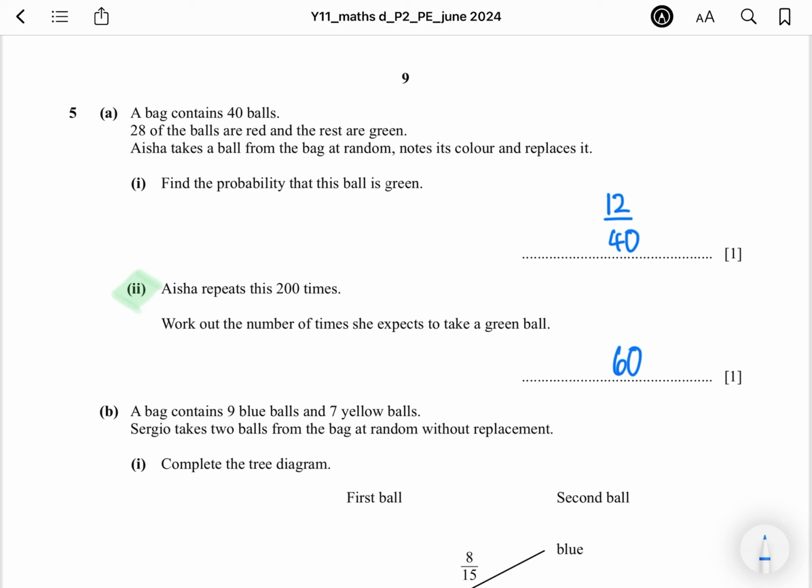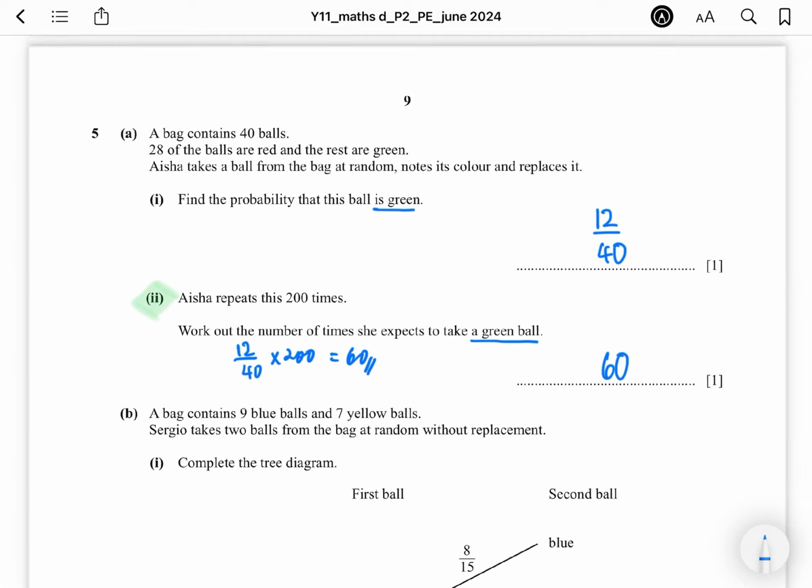Next question is on probability. So this is the probability that Aisha takes a green ball. Aisha repeats this 200 times. Work out the number of times she expects to take a green ball. Since the probability of taking a green ball is 12 over 40, you just multiply it by how many times she did it, and you'll get 60. That will be the final answer.